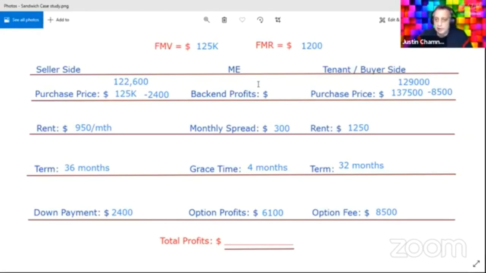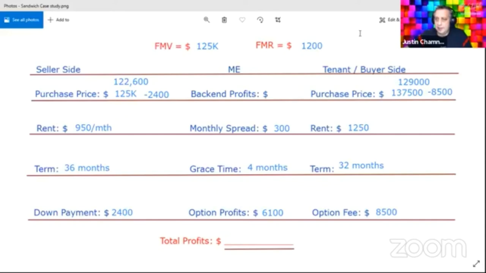What we have here on back-end profits is I'm going to take the 137,500, subtract the 8,500 that he put in, and then subtract the 122,600.